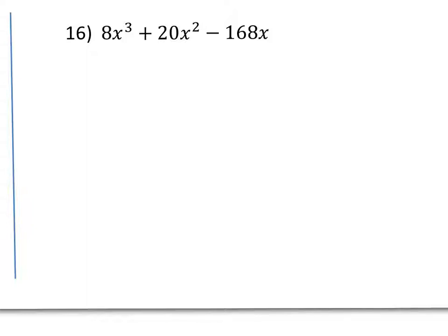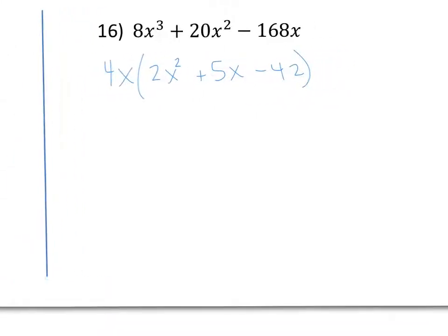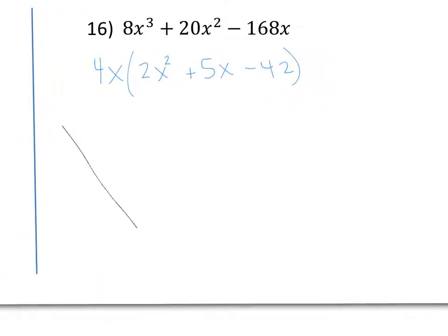So let's look at this first problem. I look at these three terms of 8x cubed plus 20x squared minus 168x, and I see a GCF of 4x that I can take out. So if I undistribute, I then get 2x squared plus 5x minus 42, and I can try to continue to factor that. I'm going to use the snowflake method here because a is 2, b is 5, and c is negative 42.